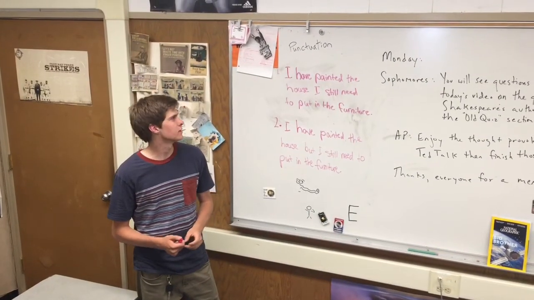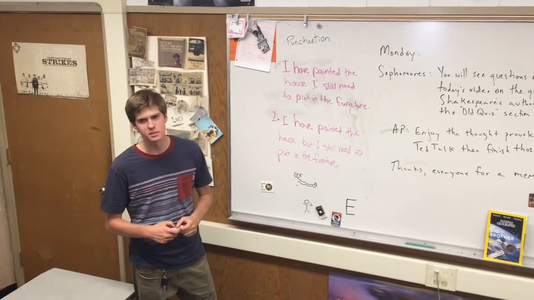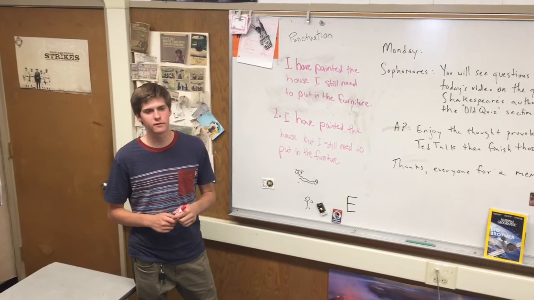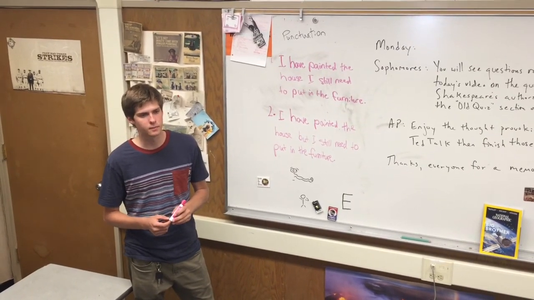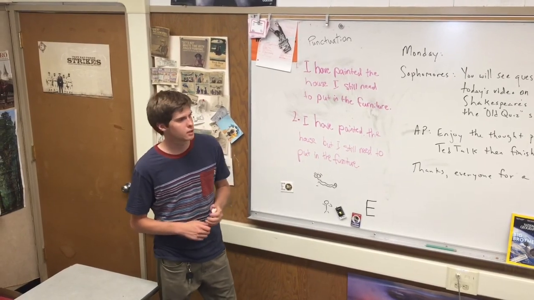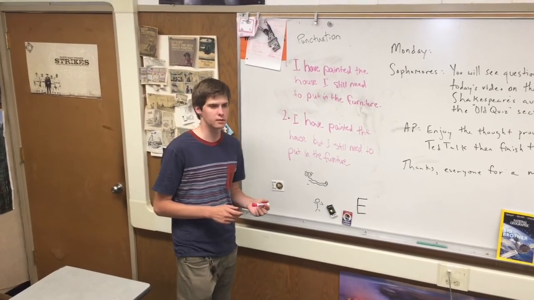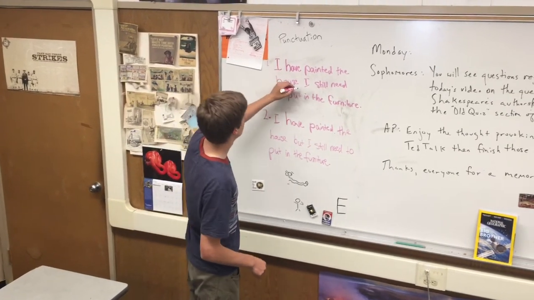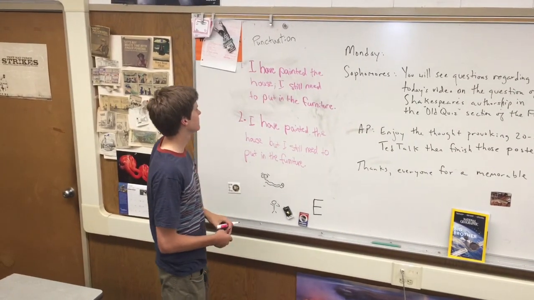Another important distinction that you need to understand is the difference between semicolons and commas. So you put a semicolon whenever you have two independent clauses, and put a comma when you are separating an independent clause with a dependent clause. In our first example, we have two independent clauses, so we would put in a semicolon. I painted the house; I still need to put in the first.